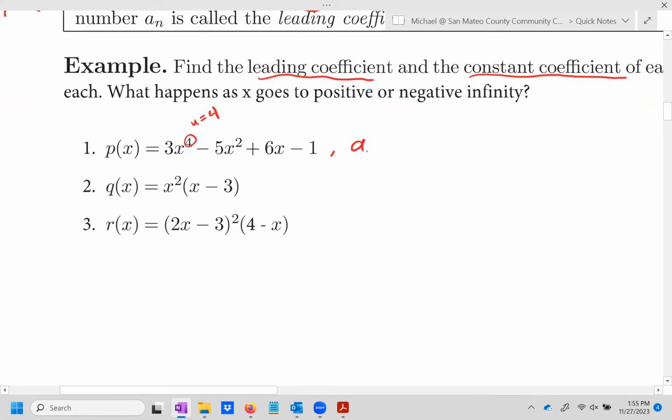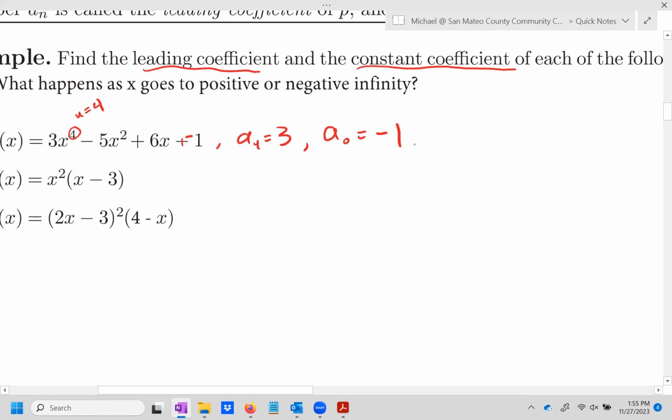It's fine. That's the lead coefficient. A0 is -1. Negative, right? So you think of it as plus -1. That's the same thing as -1. Okay? And what do we think about the end behavior?